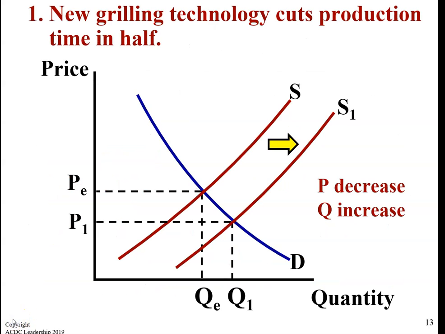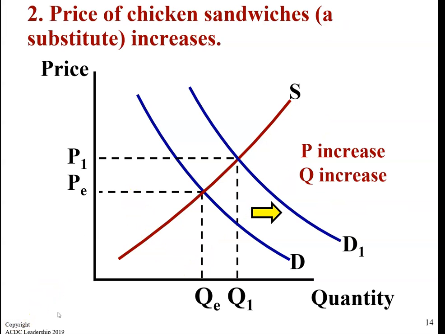So if new grilling technology cuts production time in half, supply would increase or shift to the right. The price is going to fall and the quantity is going to increase. If the price of chicken sandwiches, a substitute, increases, then demand is going to increase. The price is going to go up and the quantity is going to increase as well.